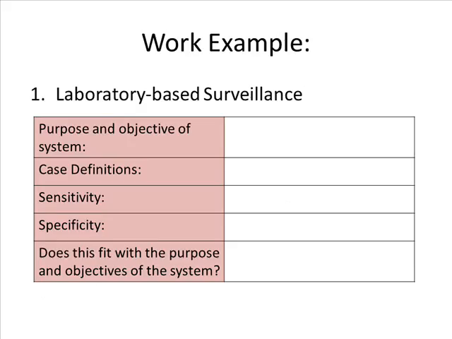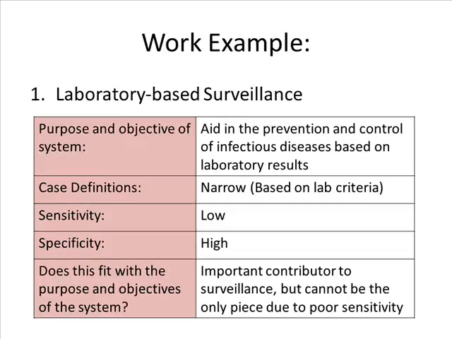Slide 27. Can you fill in this box on laboratory-based surveillance? What are the purpose and objective? What are the case definitions? What are the sensitivity and specificity? Does this fit with the purpose and objectives of the system? Slide 28. The purpose and objective of laboratory-based surveillance is to aid in the prevention and control of infectious diseases based on laboratory results. Case definitions are narrow, based on laboratory criteria. The system has low sensitivity and high specificity. This system is an important contributor to surveillance, but cannot be the only piece due to poor sensitivity.